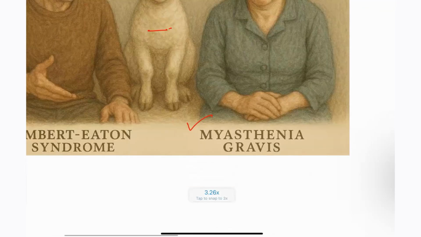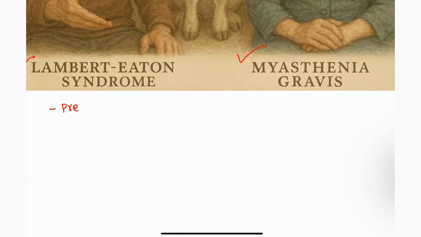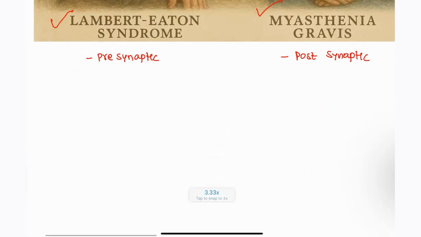Let's see here. This condition is presynaptic, and this condition is postsynaptic. In neurotransmission, myasthenia gravis is postsynaptic and Lambert-Eaton is the presynaptic condition. What is each condition due to? Lambert-Eaton is due to voltage gated calcium channels, and myasthenia gravis is due to acetylcholine receptors.